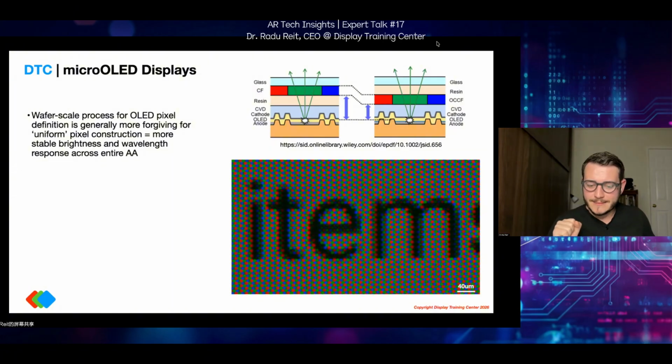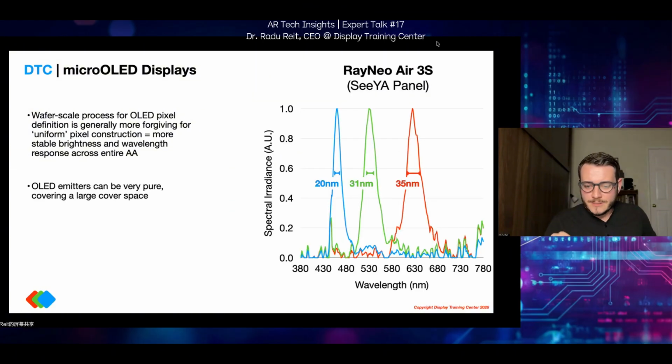I like this image in the bottom right. This is a direct image from one of the, I believe, Xreal panels, where we see the individual red, green, and blue hexagonal subpixels that we turn on to make, for example, a white background in our OLED panels. I think it's important to know we really like OLED at DTC and generally as an industry because OLED emitters themselves are getting to be really, really pure.